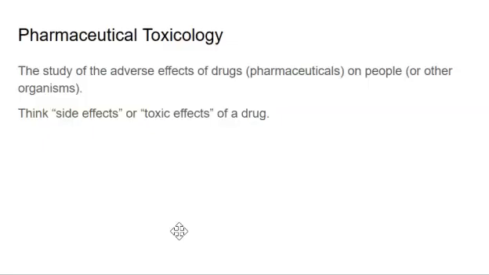Let's think more about that. This is an area of toxicology called pharmaceutical toxicology. So this is an area you can specialize in if you're a toxicologist. It is the study of the adverse effects of drugs or pharmaceuticals on people or other organisms. So these are the people that study side effects or toxic effects or off-target effects that are negative.